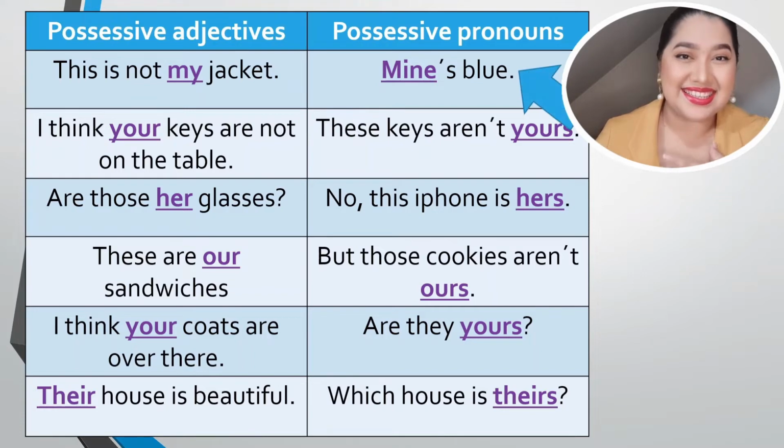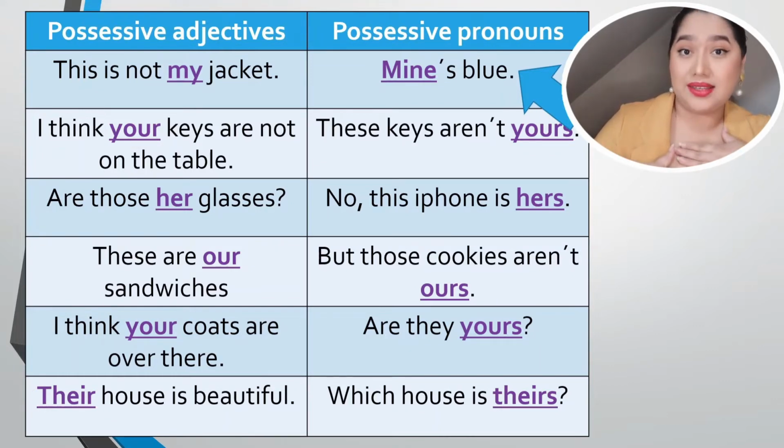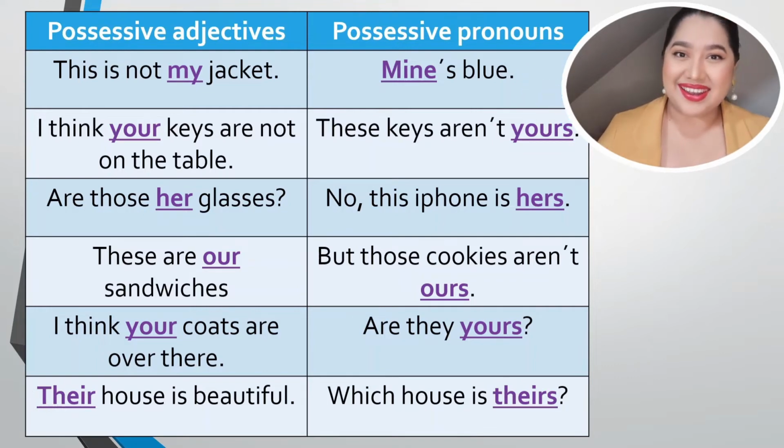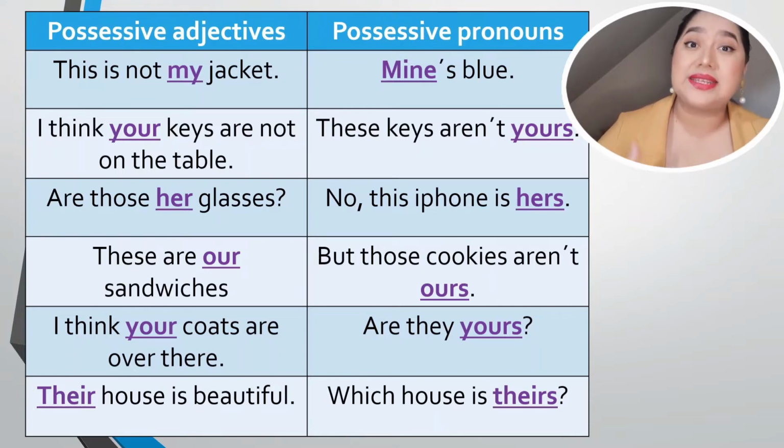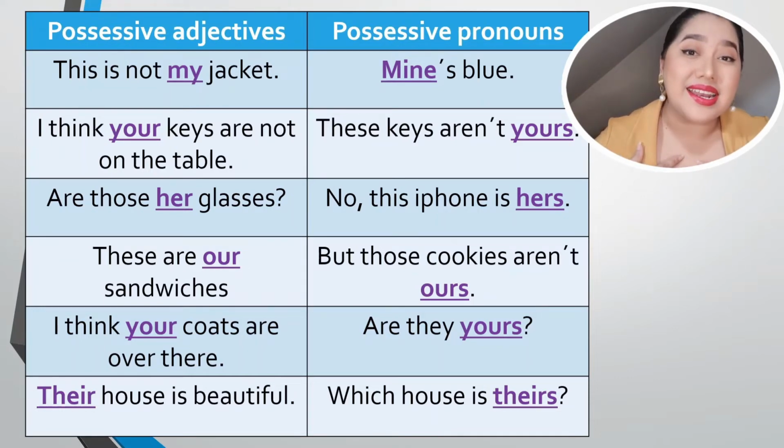My jacket. This is a possessive adjective. But what happens if I say, mine's blue? This is not my jacket. What happened here? Mine is blue. When you use a possessive pronoun, you are replacing the possessive adjective plus a noun. My jacket, mine. This is not my jacket. Mine's blue. Could you see?